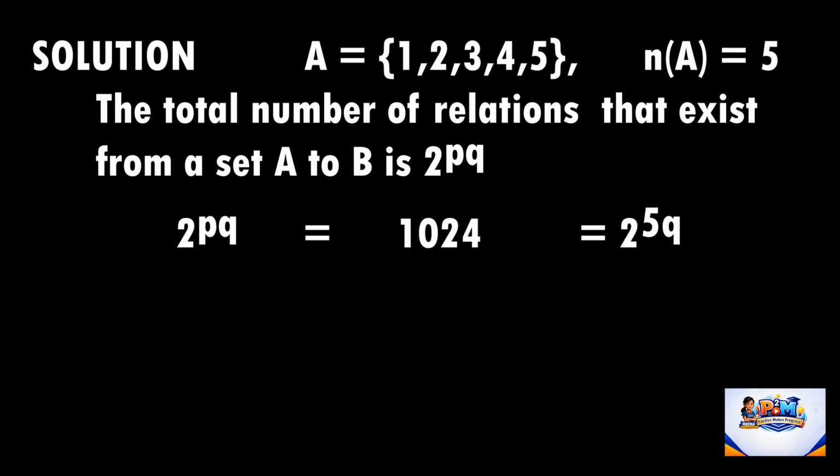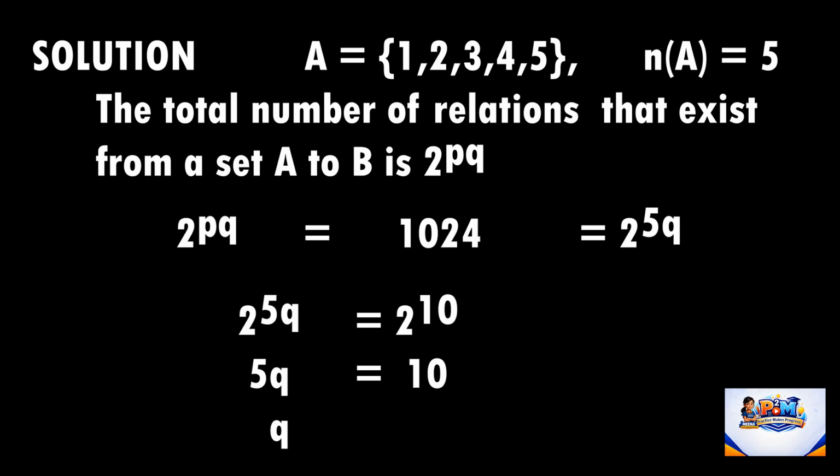1024 நான் 2 பவரில் எழுதணும். அப்போ என்ன வரும்? 2 10 times மல்டிப்ளை பண்ணால் எனக்கு அந்த ஆன்சர் கிடைக்கும். 2 power 5Q equal to 2 power 10. பேஸ் சேமாக இருந்துச்சுன்னா பவரை ஈக்குவல் பண்ணலாம். அப்போ 5Q equal to 10, Q equal to 10 by 5, 2. Therefore, n of B is 2.